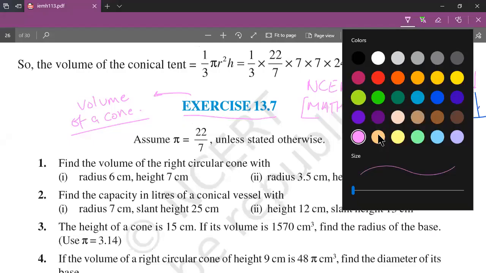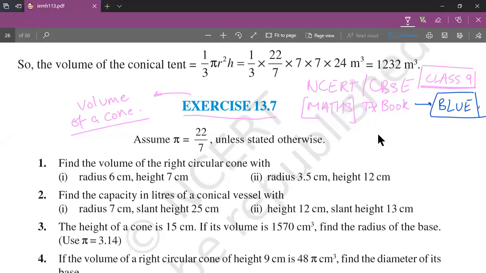Okay, so today we are going to do 4 questions, namely the first question, the second question, the third question, and the fourth question. Okay, so let's start. The most important statement that is given here by our exercise is: assume pi to be 22 by 7.